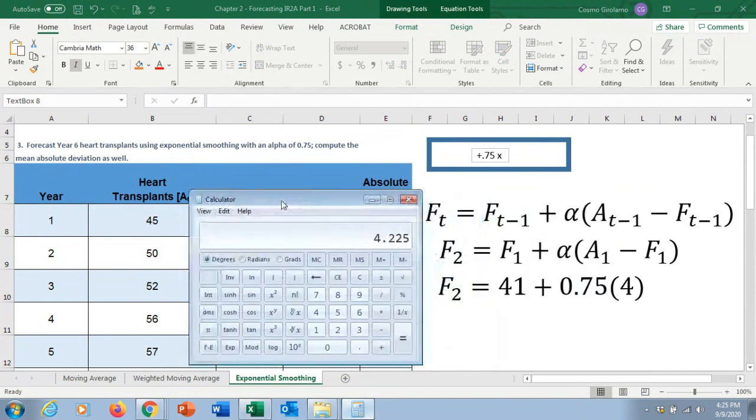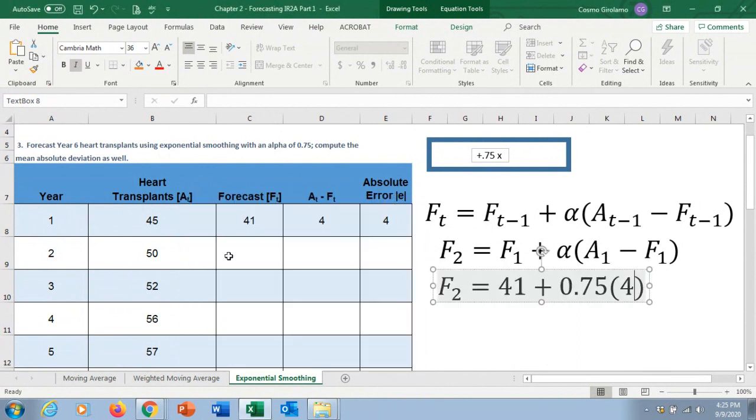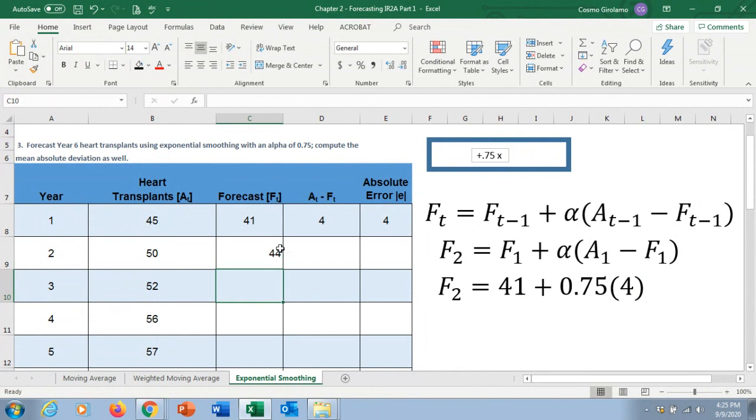So now I have enough here to do my calculation. So I'll bring out the calculator. My forecast for time period 2 is 41 plus 0.75 times 4, and that gives me a value of 44. So my forecast F2 is 44. Now I can calculate A2 minus F2, so 50 minus 44. I know that's a 6. Furthermore, the absolute value of 6 is 6. So now I have enough to calculate F3, which is right here.